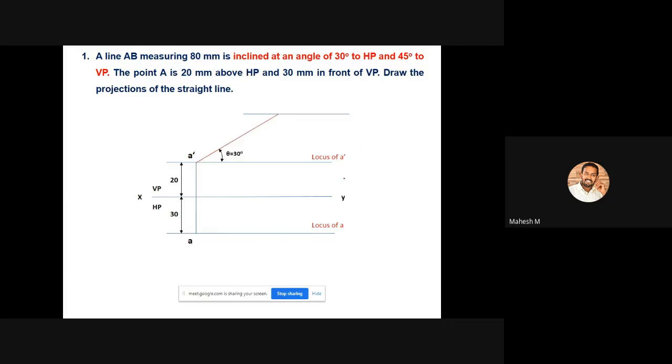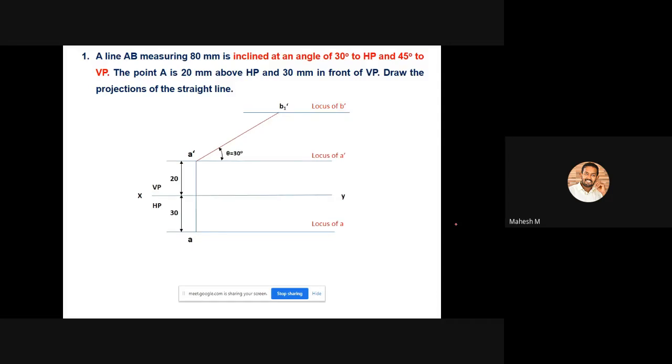Okay, clear? So next you can create the horizontal line at this point. Compulsorily this one is the end point. So you have to create the horizontal line. Okay, so you have to refer to this video while doing the classwork. If you refer to this video, you will be able to draw the diagram easily. So follow the same step-by-step procedure.